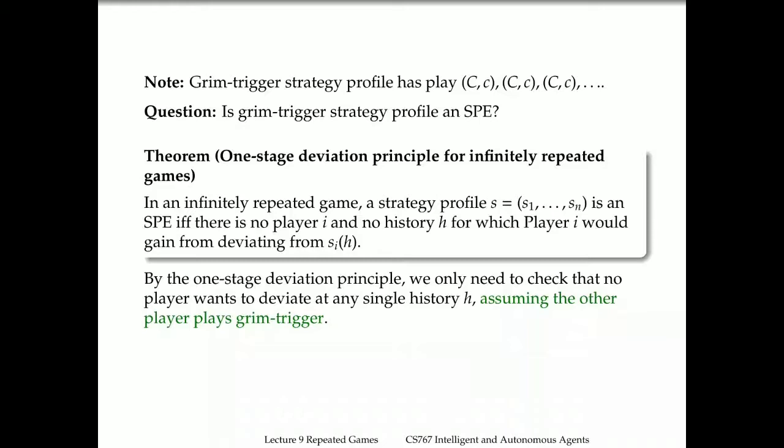Right? You can see that this is a one-stage deviation because we're examining only that particular history H and examining the action that is available at that history. And as long as the strategy is unimprovable for any particular history, then that strategy will be a best response. And that's the criterion for us to check whether a strategy profile is an SPE. By this one-stage deviation principle, we only need to check that no player wants to deviate at any single history H, assuming the other player plays Grim Trigger.